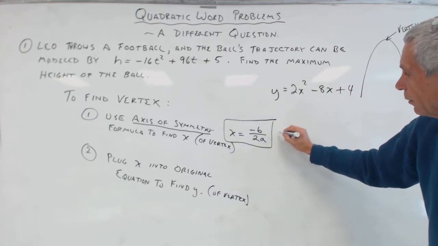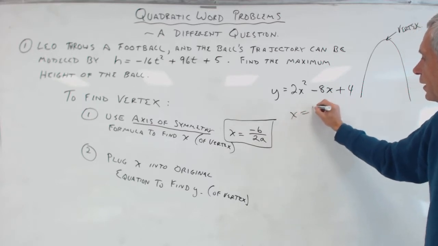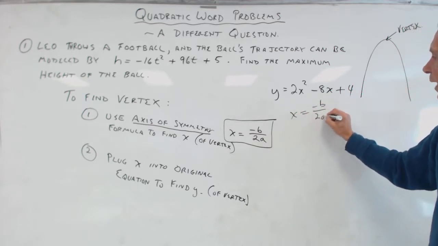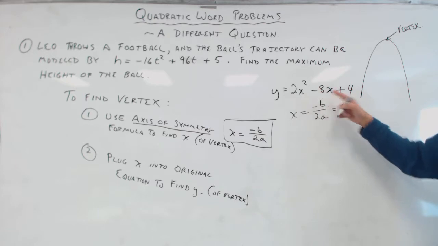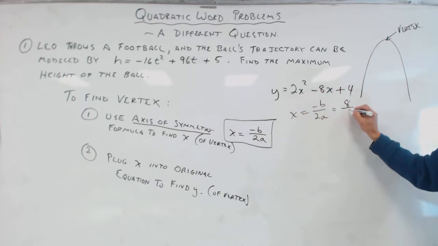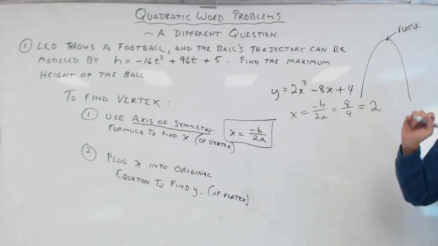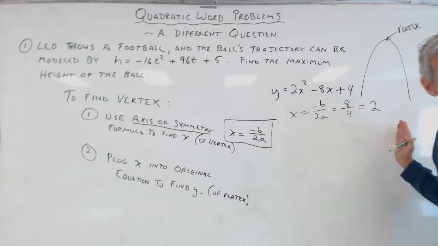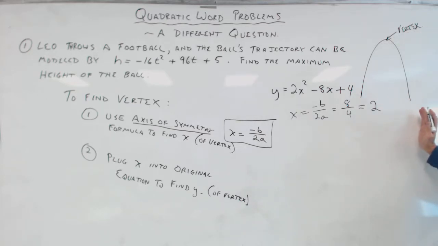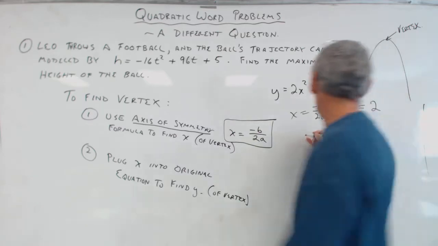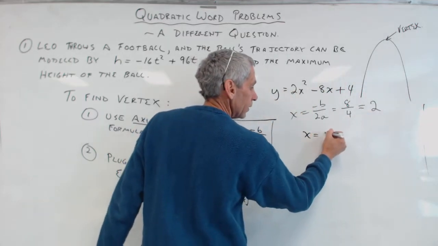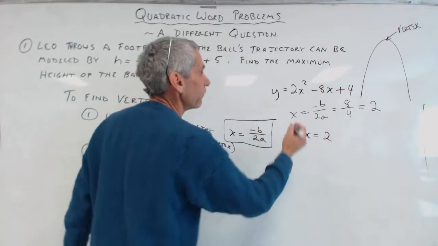So here we go. I would say x is equal to negative b over 2a, which is equal to negative negative 8, which is positive 8, over 2 times 2, which is 4. What's 8 divided by 4? 2. Right? Are we still on? I didn't mark my thing, so I don't know. Okay, so I know x is 2 at the vertex.